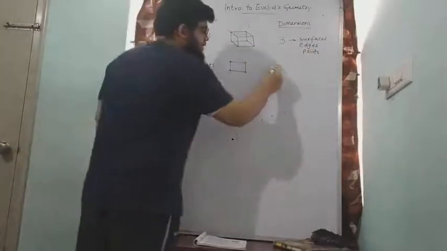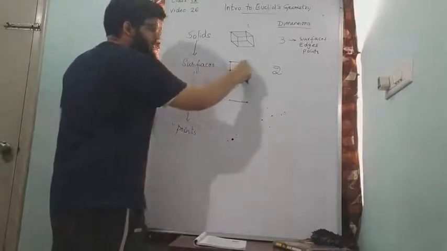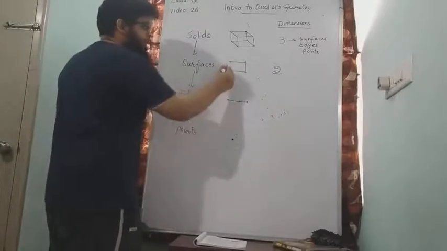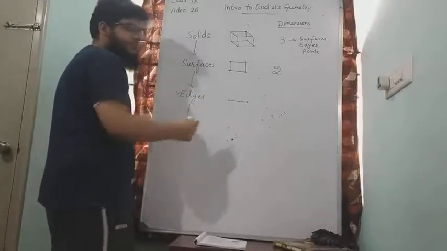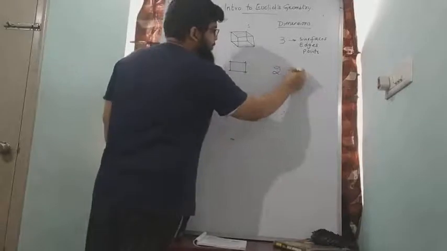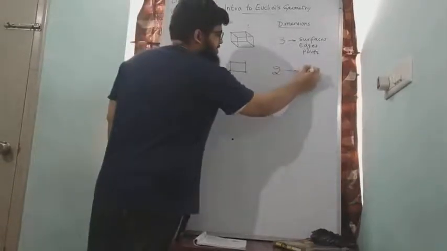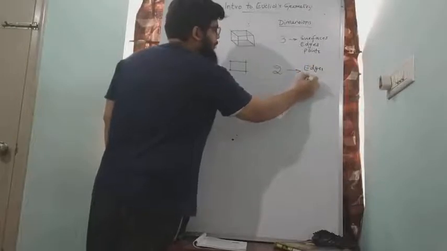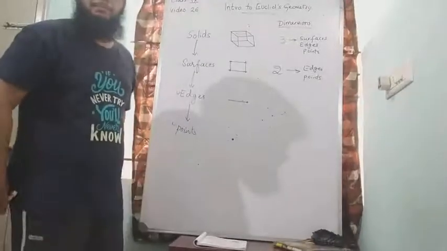We'll come to surfaces now. Surfaces have 2 dimensions. Which are those 2 dimensions? Surfaces are made up of edges and every edge has a point. So in surfaces we have edges also and we have points also. So the number of dimensions in a surface are 2. Those 2 dimensions are edges and points. Edges can also be called as lines, not a problem.